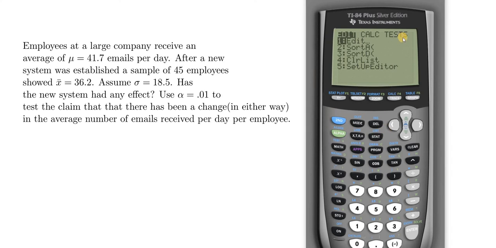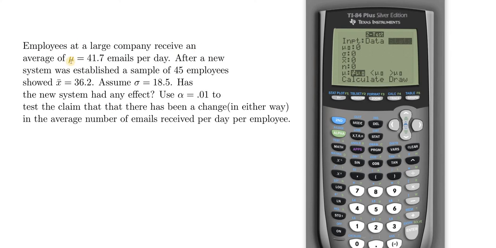Then we want to go over to Tests. So I'm going to use the right arrow key to navigate my way there. So now we're at Tests. And because we're going to do a hypothesis test for a single mean using Z, we're going to select Z. Data is if you have a bunch of numbers. In this case, we have a summary of the data, so we want to go to Stats and then press Enter one time.